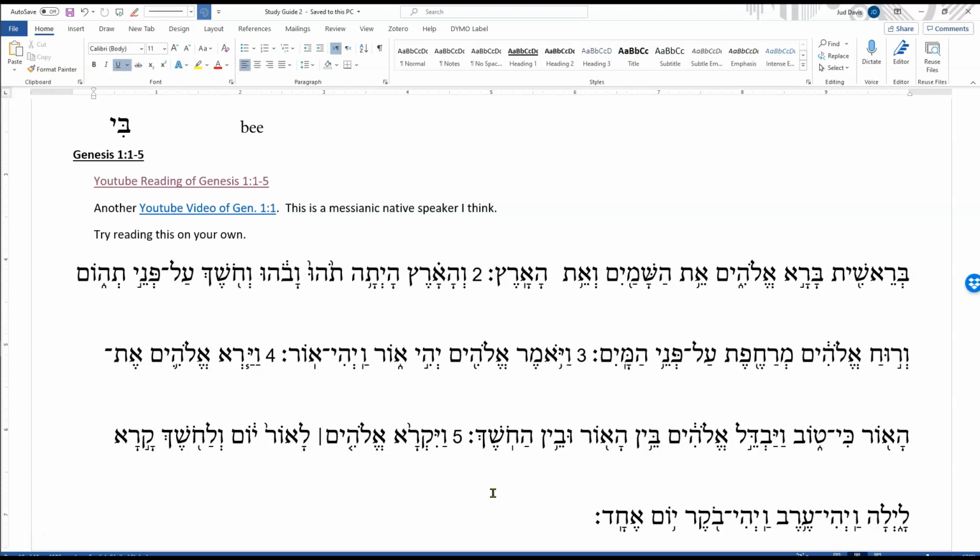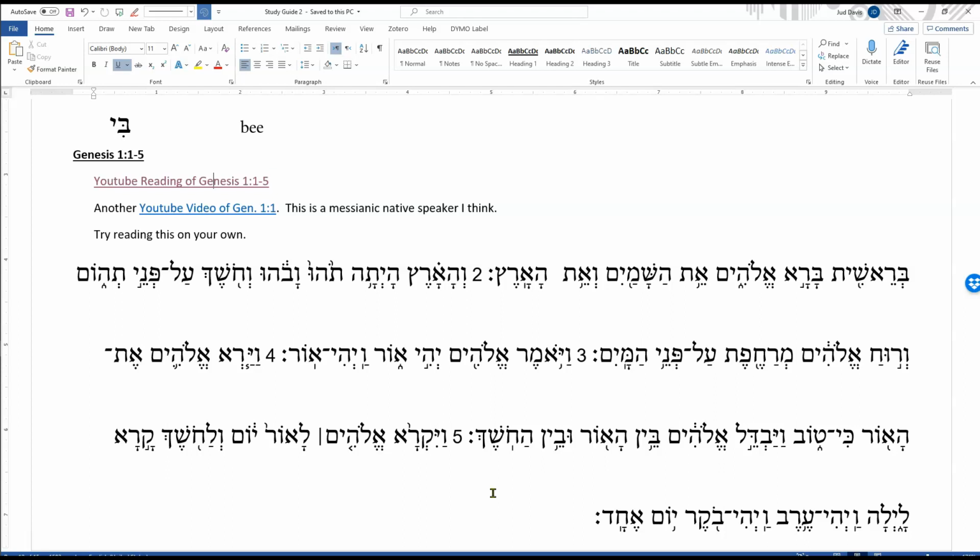You can't double a guttural in Hebrew. Other letters you can double, but gutturals you can't. But that's the system they came up with.